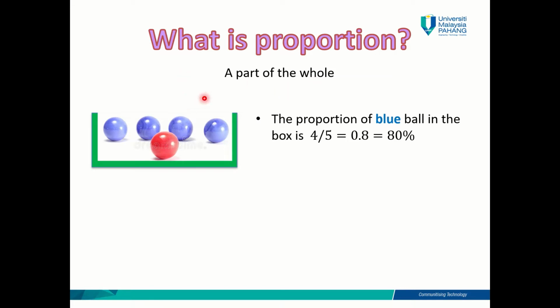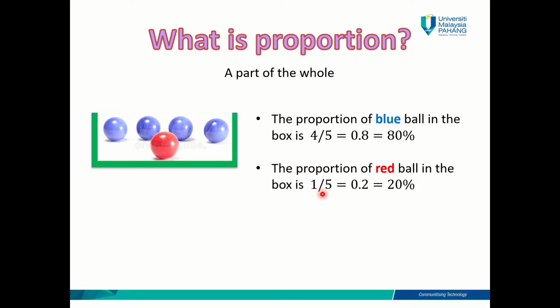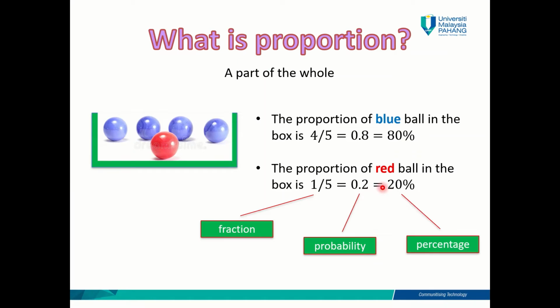If you were to pick one ball without looking at the box, the probability of you getting a blue ball is 0.8. And in the same way, the proportion of red balls in the box is 1/5, which is also equivalent to 0.2, and this is also equivalent to 20%. So you see, class, the proportion of something can be described in terms of fraction, probability, or also percentage. So this is proportion. In a statistical study, you will not be interested in finding out about blue balls or red balls.